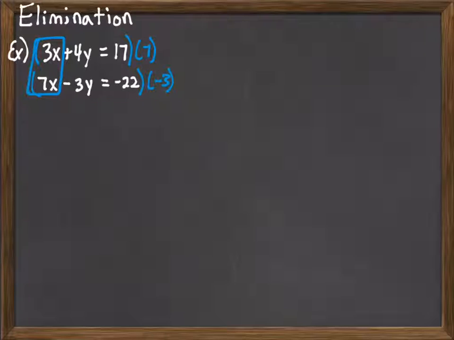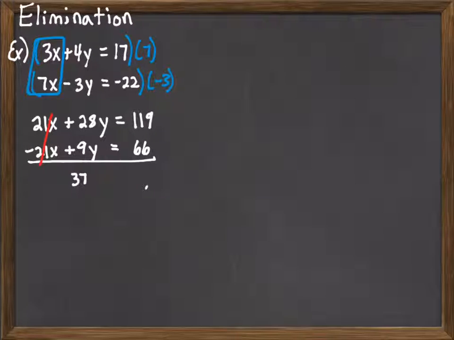So we go ahead and do that, multiplying the top equation by 7 would give me 21x, 7 times 3, plus 28y, 7 times 4y, equals 119. Okay, that's 7 times 17. And then we multiply our second equation by negative 3. Get negative 21x, negative 3 times 7, plus 9y, negative 3y times a negative 3 will be plus 9y, equals 66, negative 22 times negative 3.